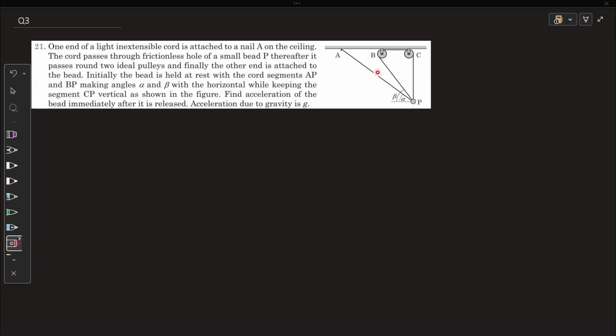Now, this string is a single one. Here it goes through the bead and comes out, goes through two other pulleys and is tied at the other end.